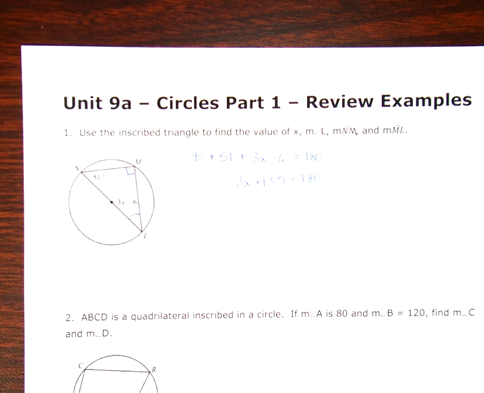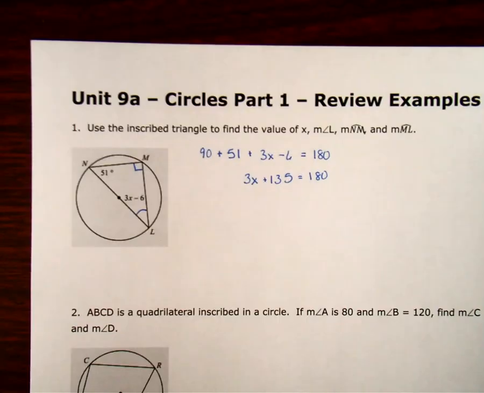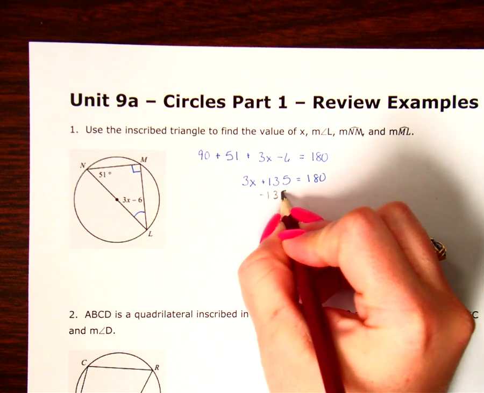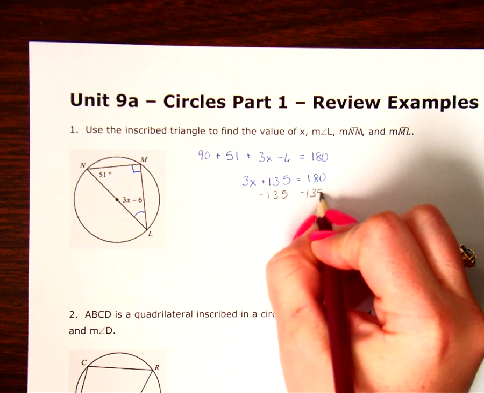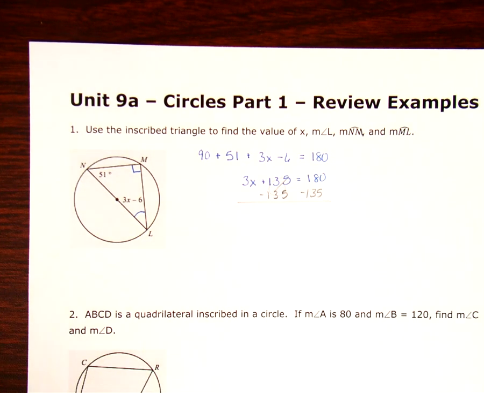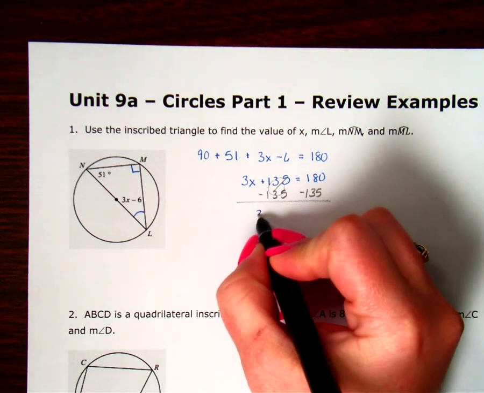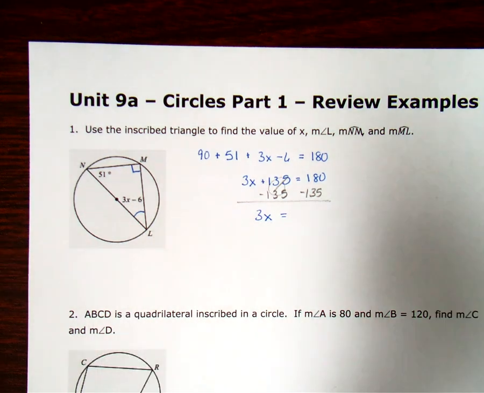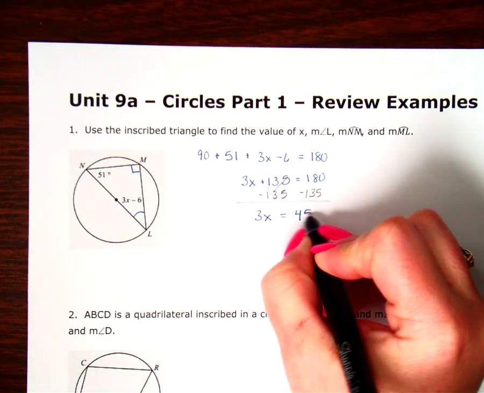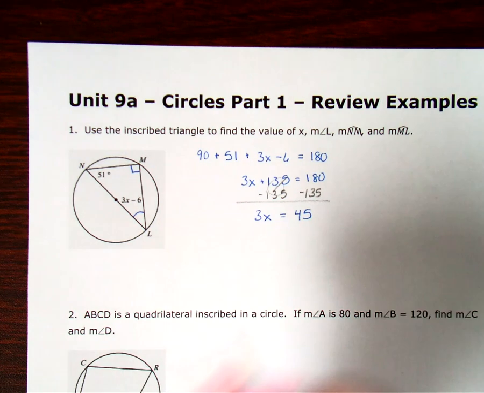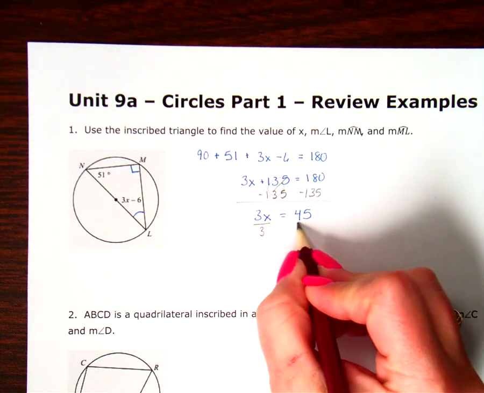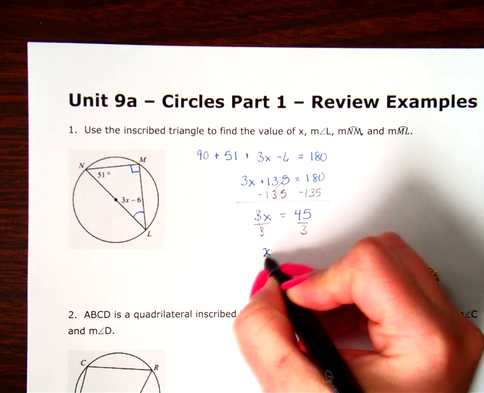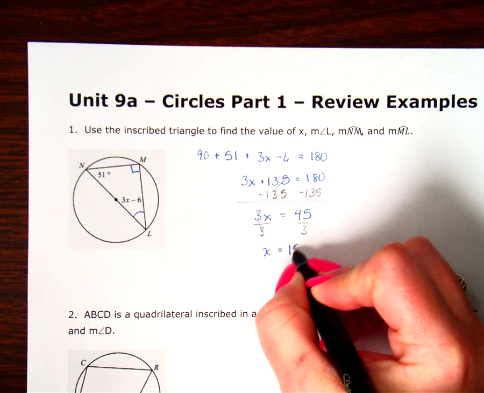All right, then I'm going to subtract 135 on both sides. That's going to give me 3x equals, subtract that from 180, 45. Then divide both sides by 3. And my value of x equals 15.